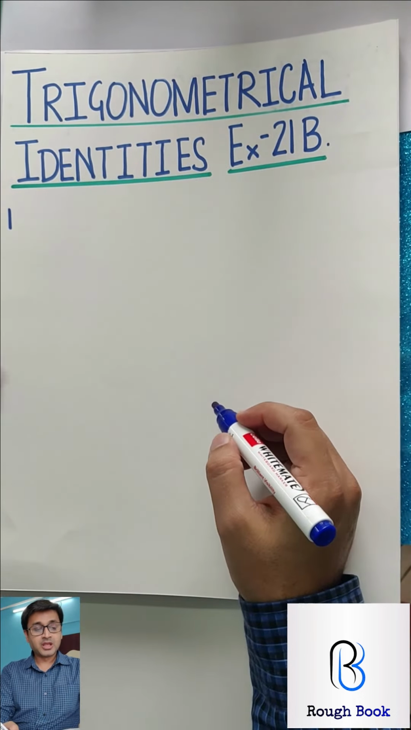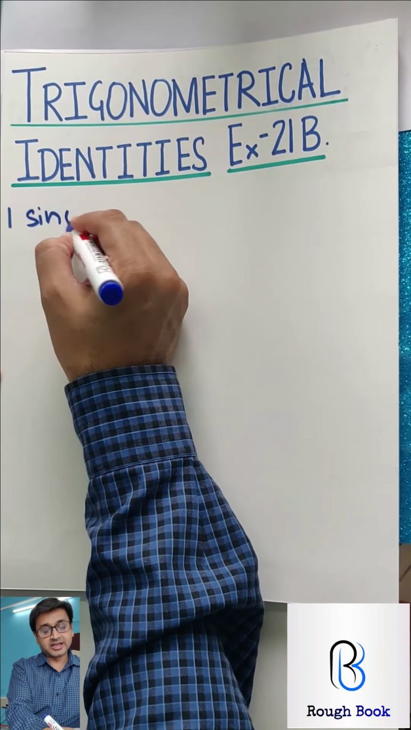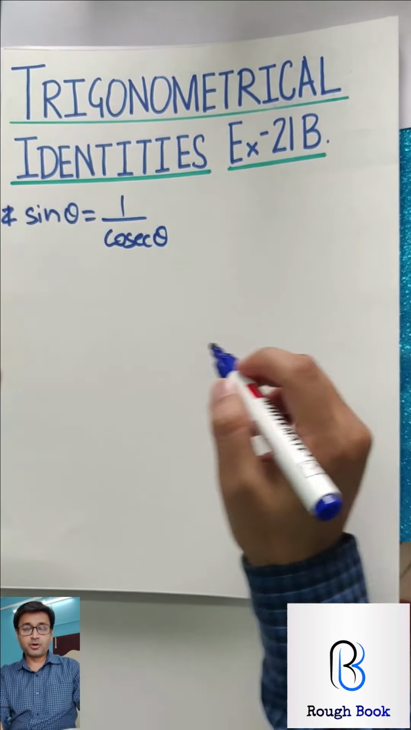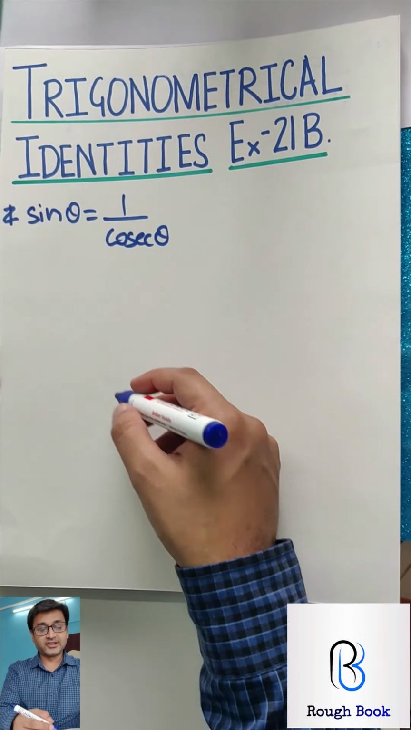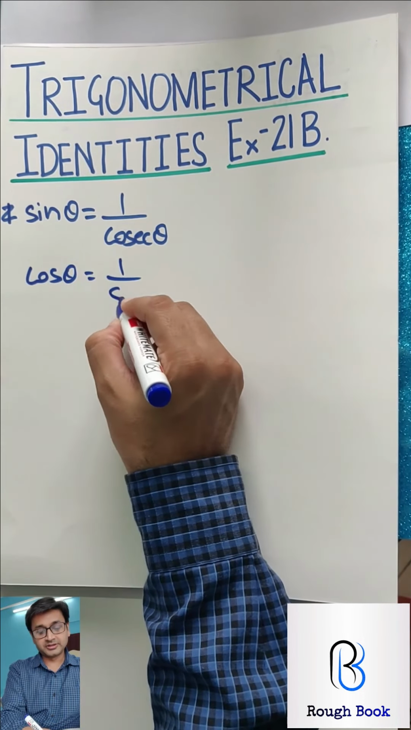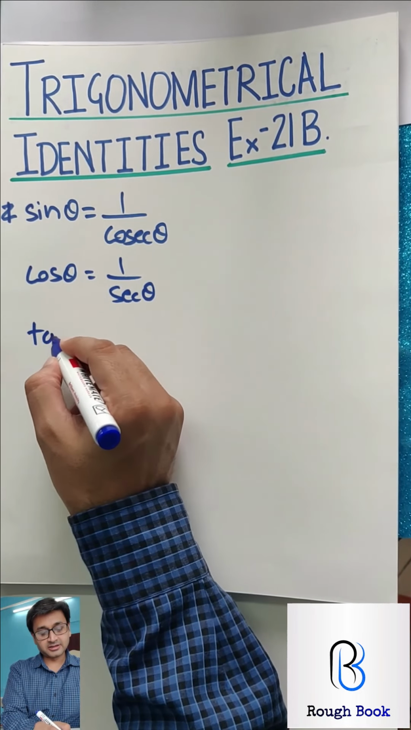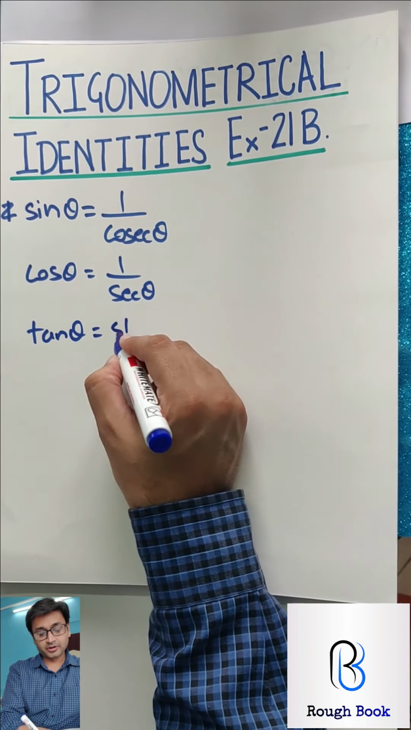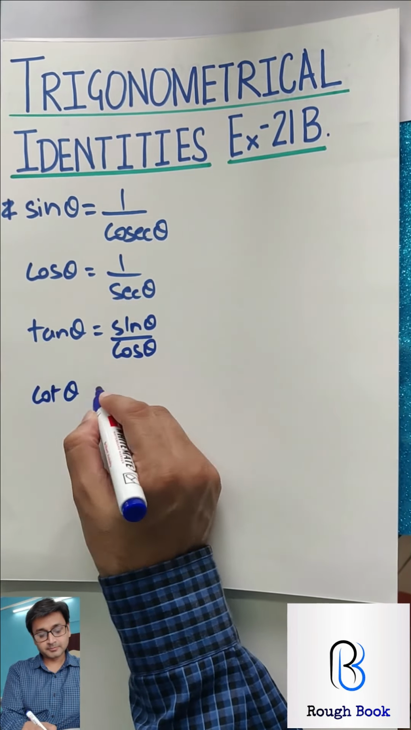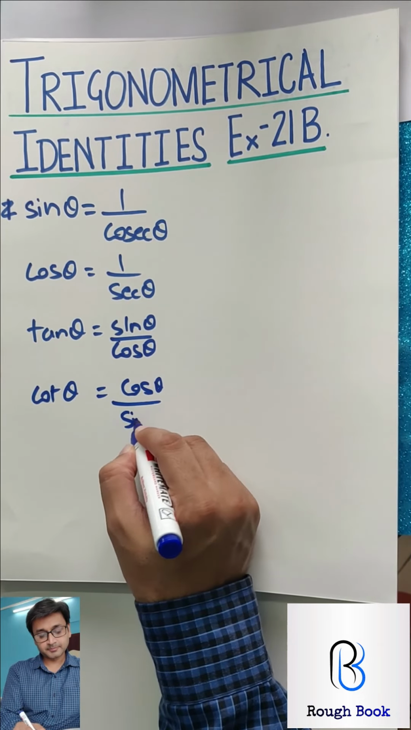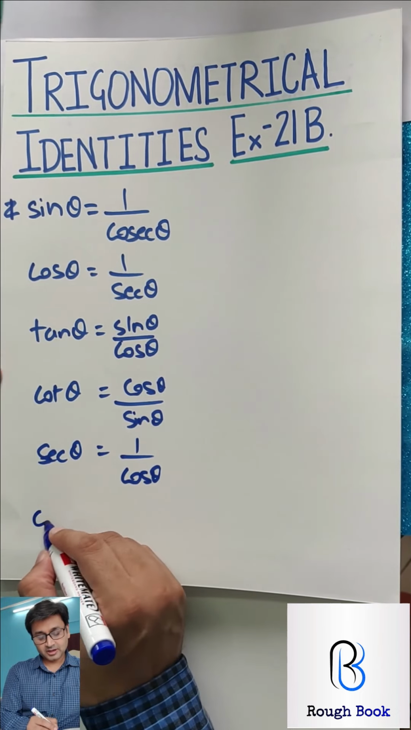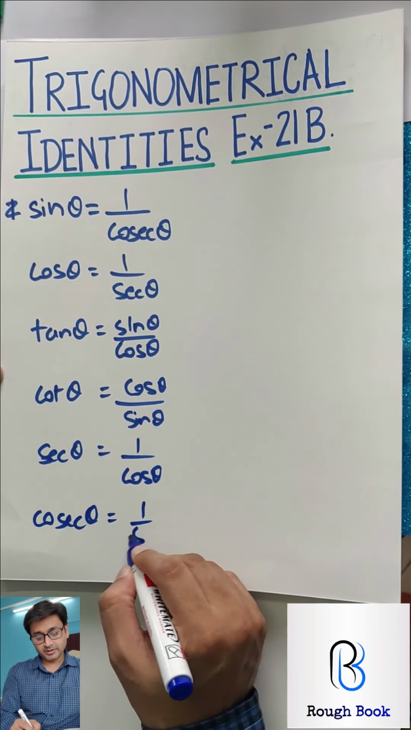Exercise 21b. Before we go ahead, a quick recap. Sine theta, come on everybody, 1 upon cosec, very good. If you can, pause the video, write on your own and then come back and match. This time at least write so you will learn it better. Cos theta, 1 upon sec. Tan theta, sine upon cos. Cot theta, cos upon sine. Sec, 1 upon cos, and cosec, 1 upon sine.